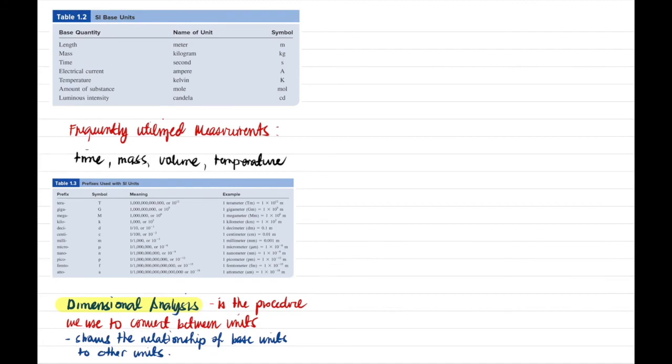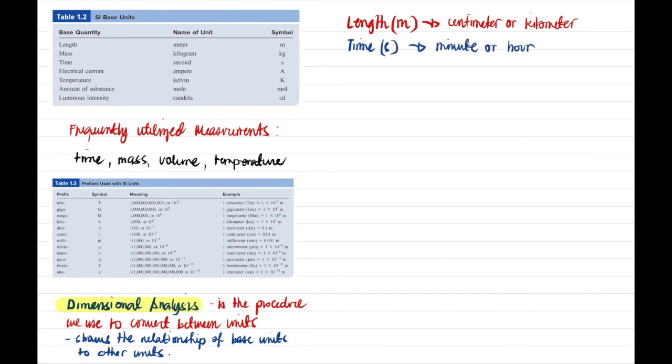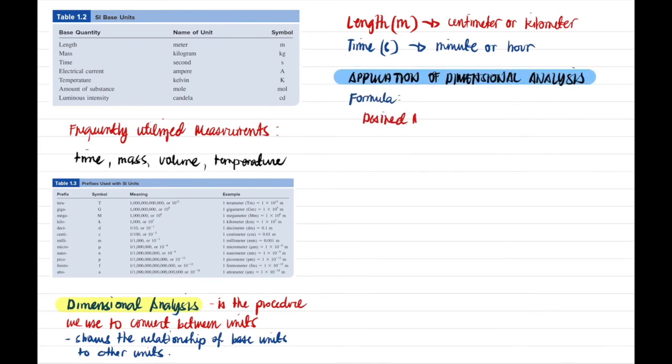For example, the quantity length can be also expressed in centimeter or in kilometer, aside from the base unit meter. Another example, the quantity time, maliban sa second, pwede rin itong i-express sa unit na minute or hour. To apply the dimensional analysis, ginagamit natin ang formula na desired measurement is equal to given quantity times conversion factor. Isa-isahin natin ang expression or component ng formula na ito.